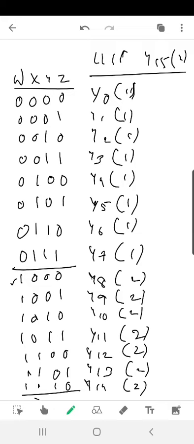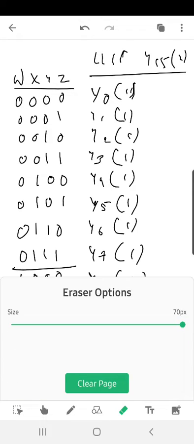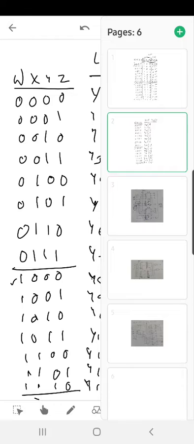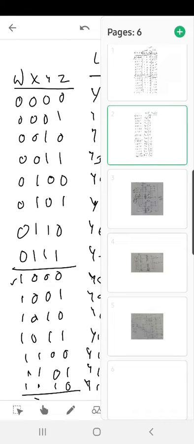Now we will try to implement a Boolean function using this decoder combination. For this, let me consider that we are given a function. We are given a function P. P is our function in terms of WXYZ.